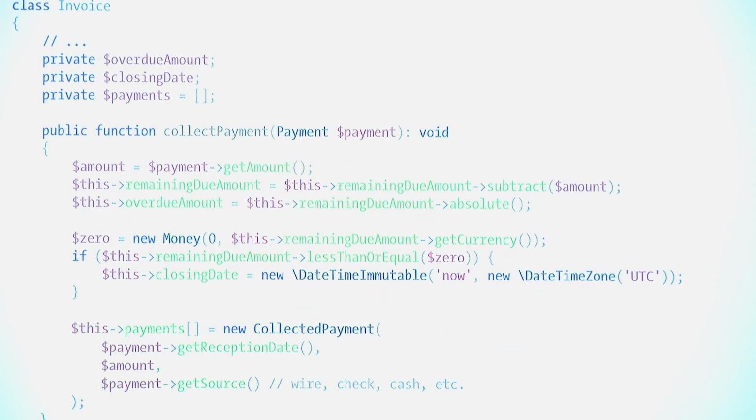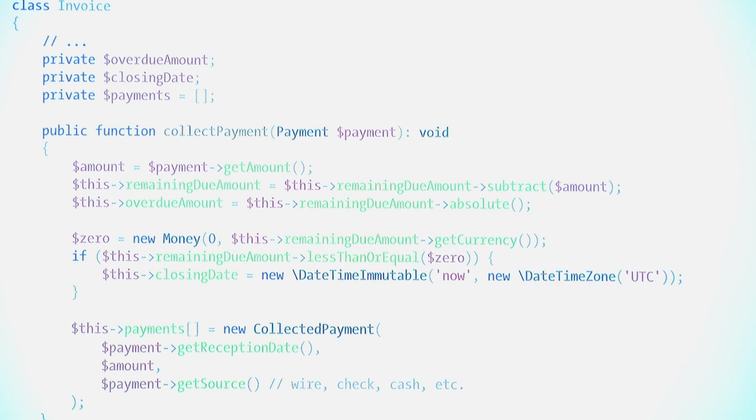Now, how can I turn the state of this invoice to another state? As you can see, my invoice has other attributes like overdue amount, because maybe I will overpay this invoice. I will collect some payments because maybe the client wants to pay the invoice in several pieces. And we have a closing date. Whenever the invoice is fully paid, we will set this closing date to know on which date the invoice has been fully paid. I don't want to expose setter methods for these properties because they must be set all at the same time in an atomic way.